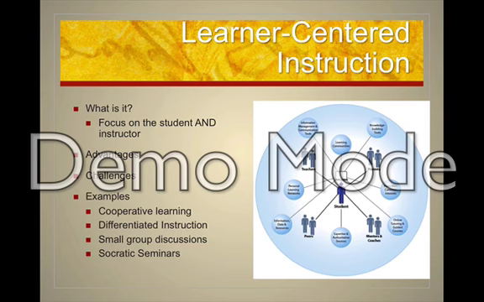So some examples, well, we're going to talk about some of them. This is a very broad way to put it, learner-centered instruction. So we're going to talk about some of these examples like cooperative learning, differentiated instruction, small group discussions, Socratic seminars are all examples of learner-centered instruction. This is a little closer to the Deweyan ideal, or what John Dewey wanted classrooms to look like.